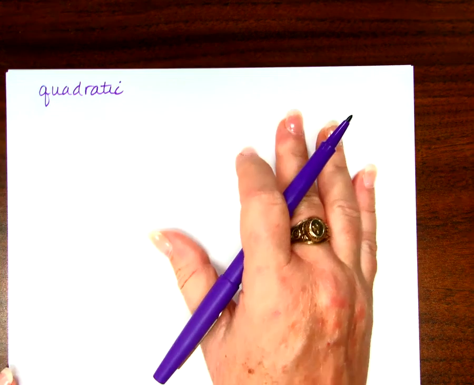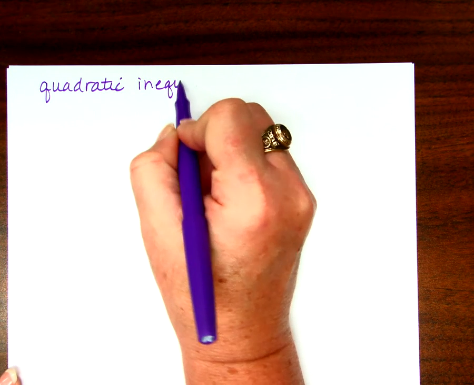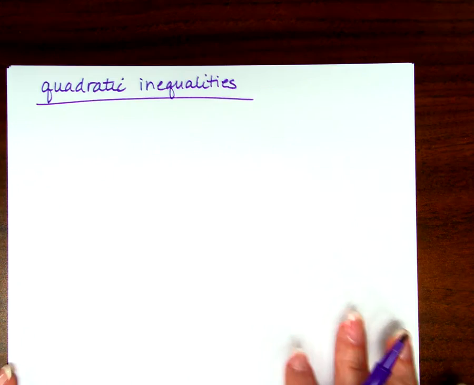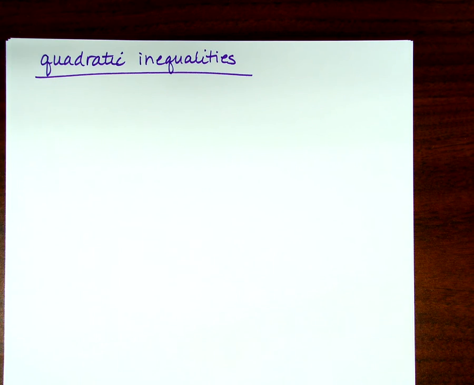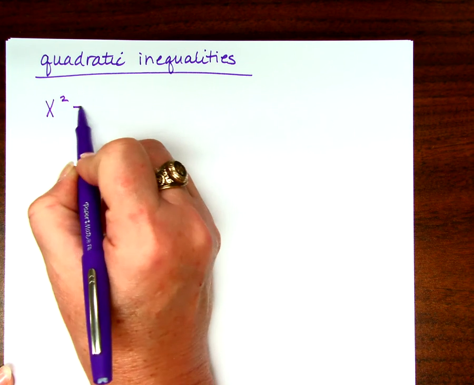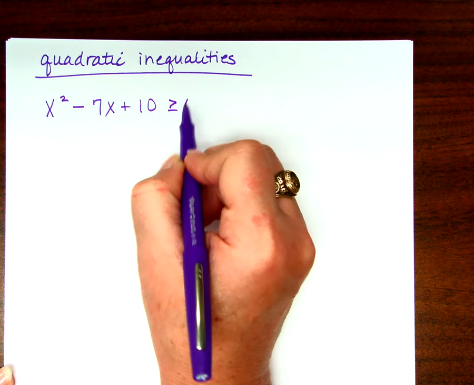Here's our next mashup topic. Quadratic inequalities. Okay, quadratic inequalities. There's two types of these that you're going to have to know how to do. Okay, we'll start with this type. X squared minus 7x plus 10 is greater than or equal to 0.